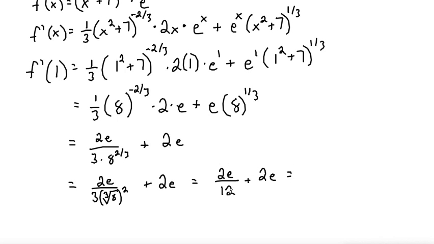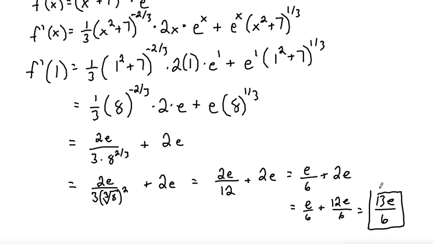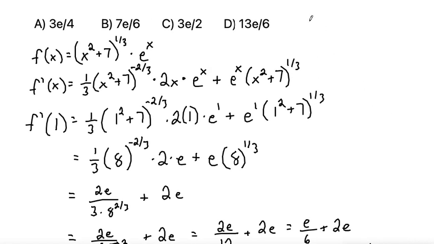Simplifying a bit more, 2 over 12 makes 1 over 6. So e over 6 plus 2e. And then just a bit more, we can make a common denominator of 6. So that would be e over 6 plus 12e over 6, which makes 13e over 6, which would be our final answer, or choice D.